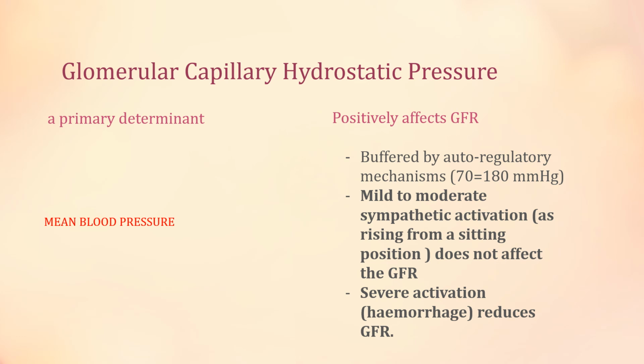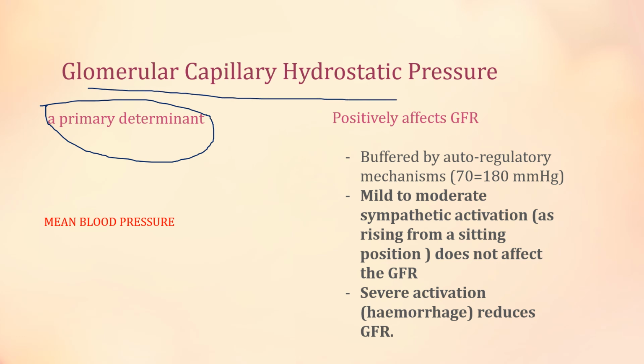Now the main hero, the protagonist of the entire orchestra, is the glomerular capillary hydrostatic pressure, and it is the primary determinant of GFR. The glomerular capillary hydrostatic pressure is the primary determinant of GFR. The first thing which affects it is mean blood pressure. But please remember, mean blood pressure is auto-regulated between 70 to 180 millimeters of mercury.